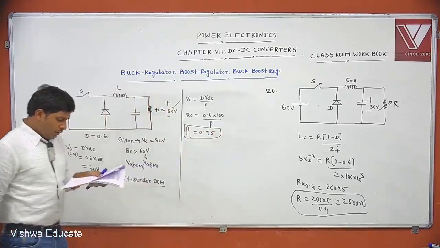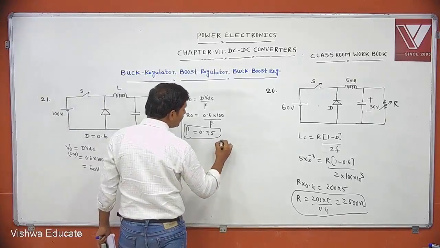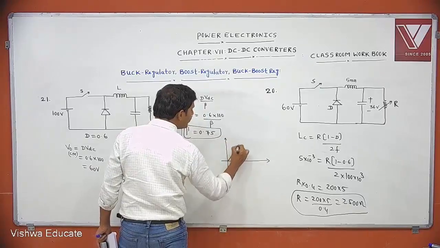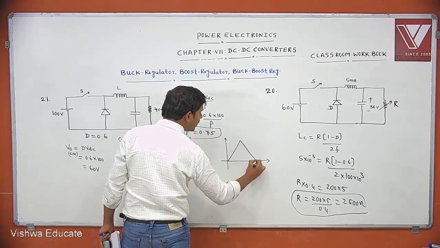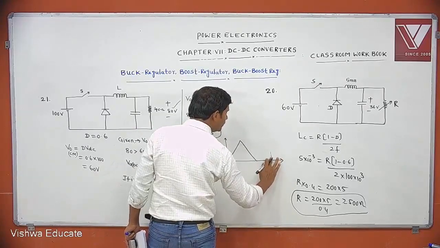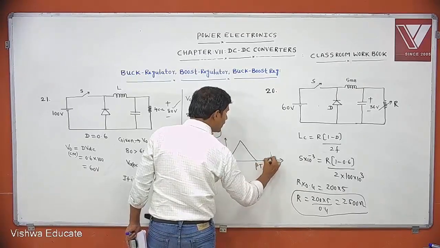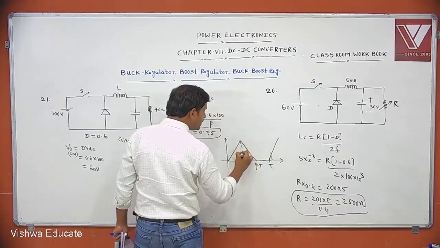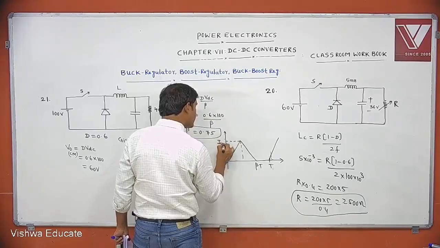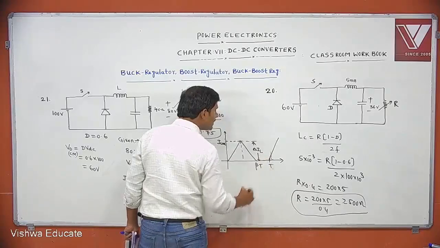The first task is to calculate the maximum inductor current. In discontinuous mode, what are the wave shapes? I have already given this waveform. Before completing one time period T, the current falls to 0. This is T, and this is beta T. Again the current starts. This peak is IL max, and IL max is nothing but delta IL.